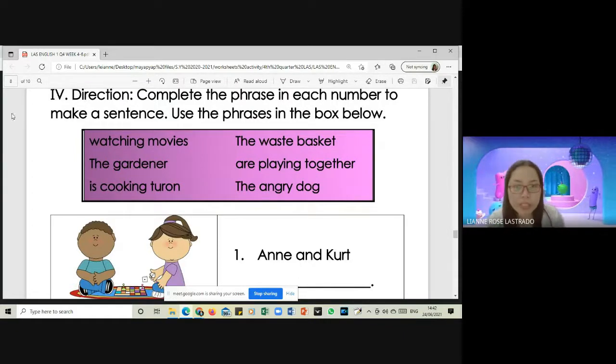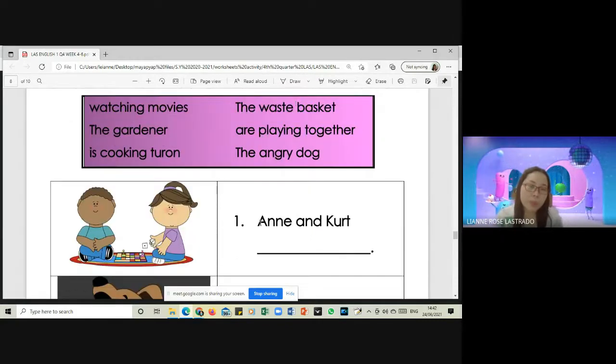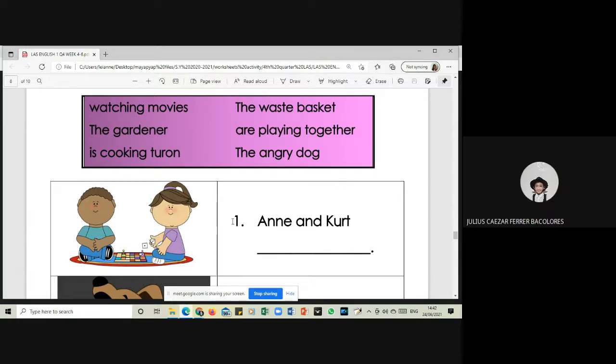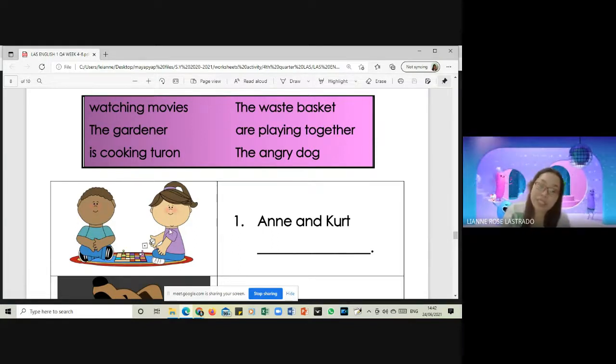Okay. Now, let's proceed to the next activity. Complete the phrase in each number to make a sentence. Use the phrases in the box below. Number one, Anne and Kurt. Please answer this one, Faith. Anne and Kurt are playing together. Very good. As you can see here in the picture, they're playing.